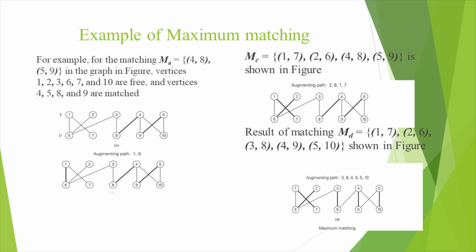So the first augmenting path will be 1 to 6. We find a direct edge from vertex 1 to 6. So both are unmatched. We match them. The edge 1, 6 becomes part of the current matching. So that is drawn as a thick line.